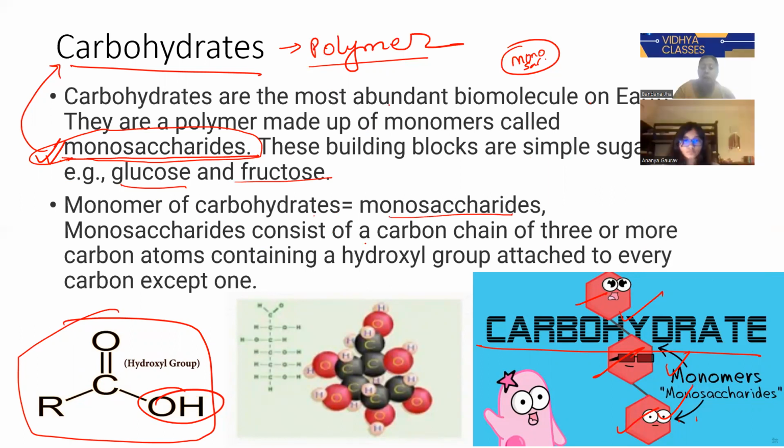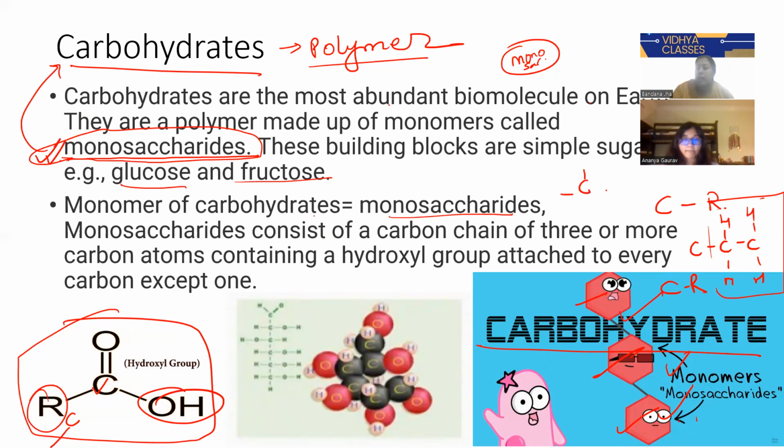Monosaccharides consist of what? A carbon chain of 3 or more carbon atoms. R means what? Here R can extend, meaning more carbons. If we have to extend the carbon, then here is hydrogen. So this is normal. Instead of writing all these things, it's common that we will extend it and write CR.